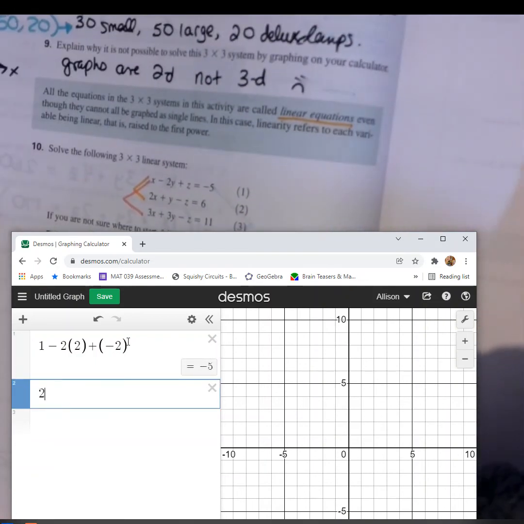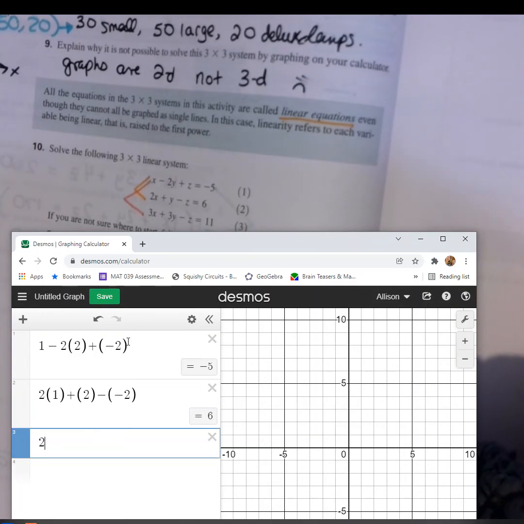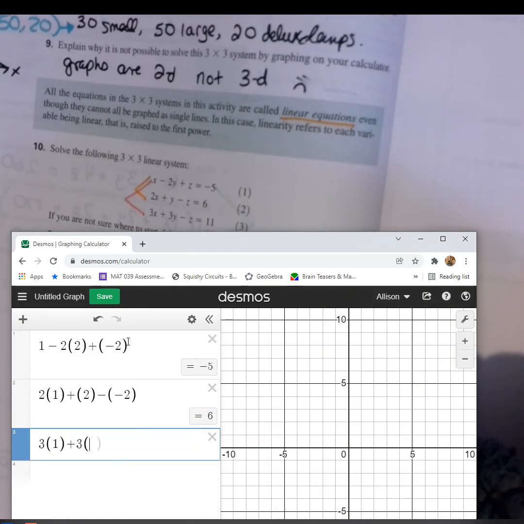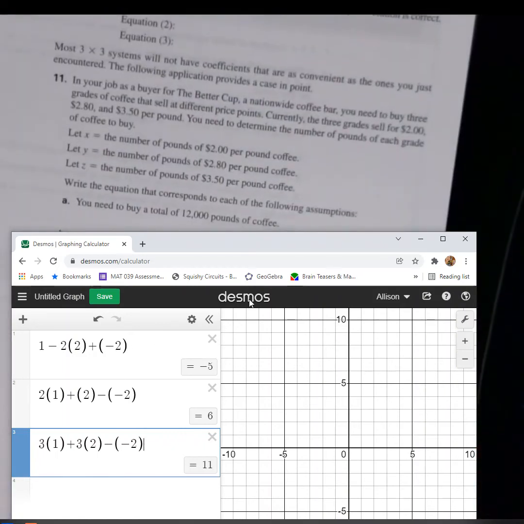Then we have 2x, which is 1, plus y, which is 2, minus z, which is negative 2. That's 6. That's good. 3 times x, which is 1, plus 3 times y, which is 2, minus z, which is negative 2, and that's 11. So the triplet 1, 2, negative 2 works. All right, let's see if we can get through the next one here.